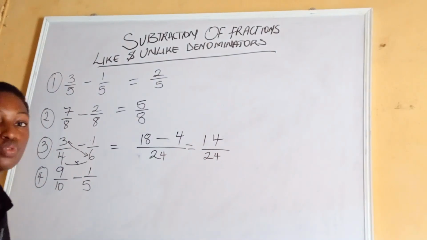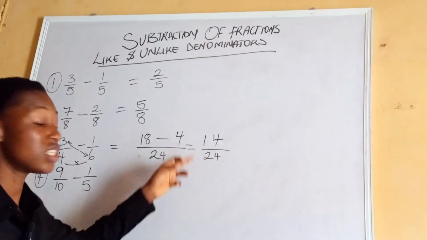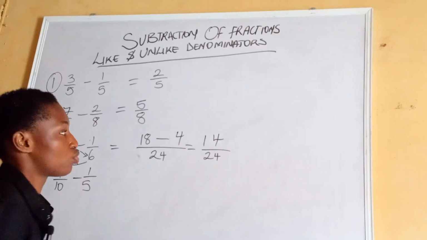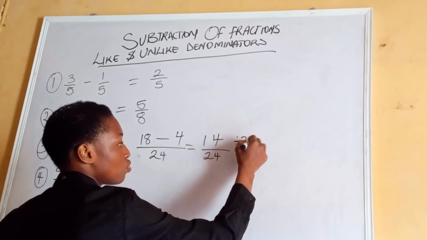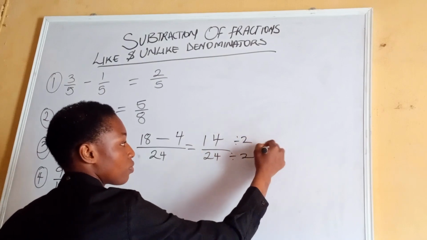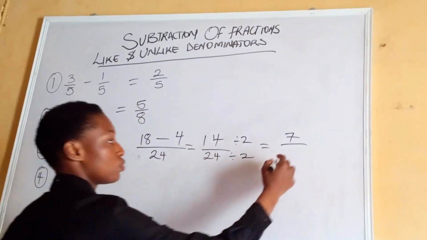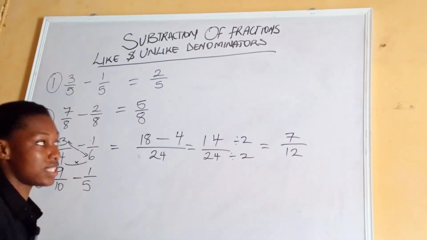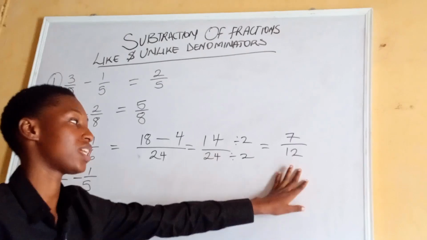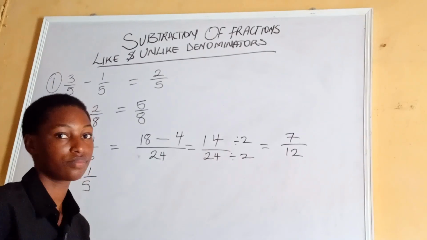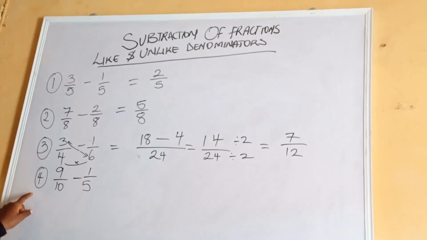Now the thing left for you to do is to simplify. They are both even numbers, so you can simplify by 2. So you have 14 divided by 2 and 24 divided by 2. 14 divided by 2 is 7. 24 divided by 2, that's 12. And this is the lowest it can be simplified to. So you can leave your answer in this way. That's that.